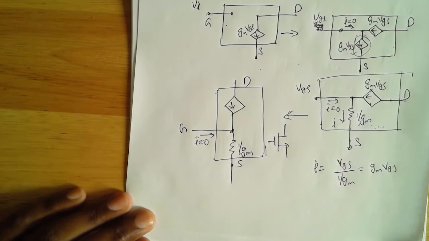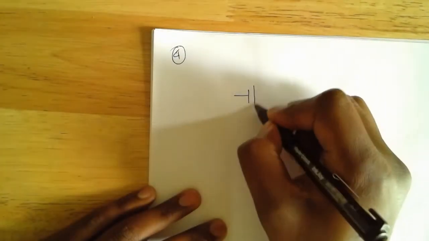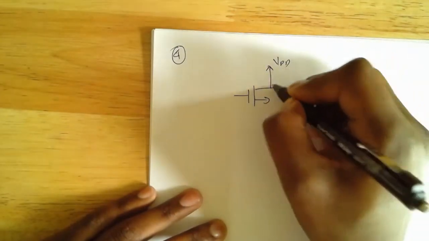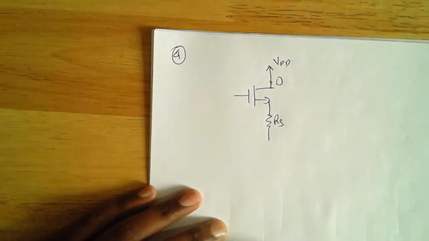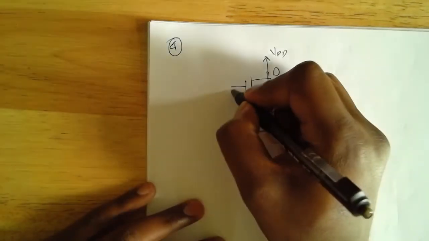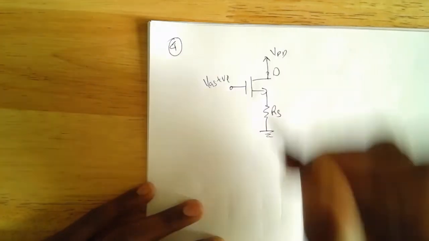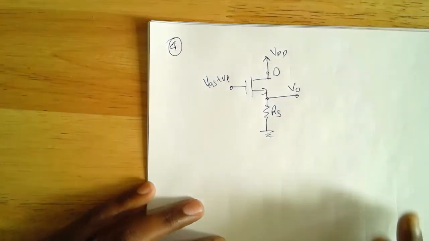Now let's use this model in a circuit and see if we can analyze that circuit. Page number 4. Let's draw another circuit here. I'm going to connect the drain to the power supply VDD, and then put RS at the source and then ground. Let's say I have VGS plus VI here, and I'm looking at my output at this point.